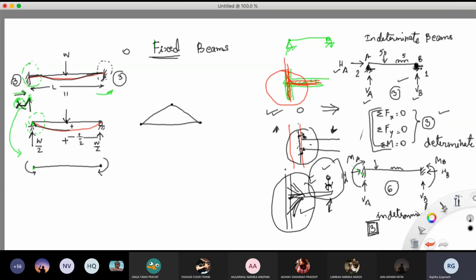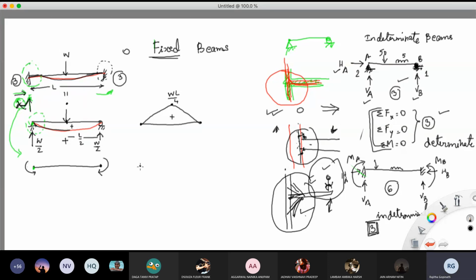So L by 2 into length into force into length is the moment, right? So W by 2 into L by 2 is the moment here. So you can basically draw it like that. That's what I'm drawing here. So the moment is WL by 4. Okay. And it is going to be positive because we are assuming that sagging moments are positive.